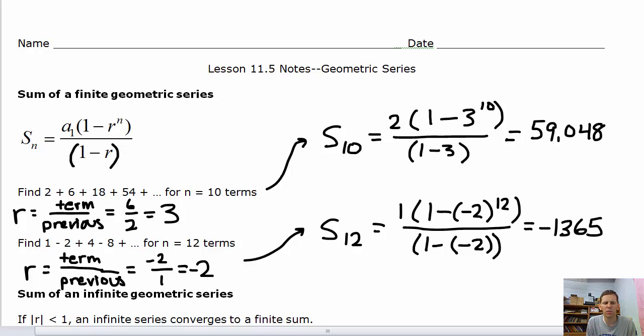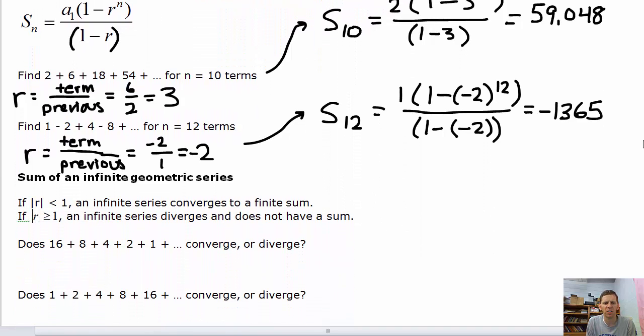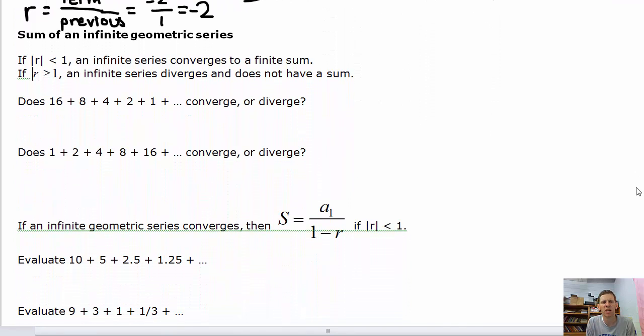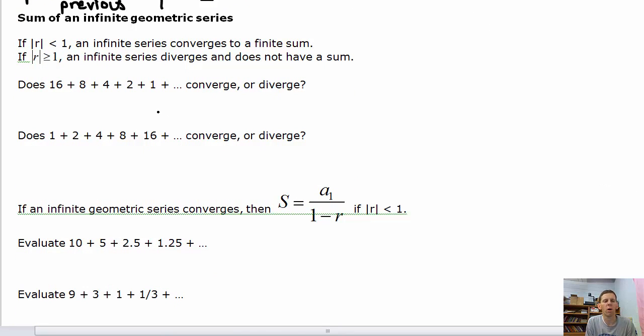Now, we're also going to calculate the sum of an infinite geometric series, and you might be wondering, how can you add an infinite number of numbers together and not get infinity? Well, the rationale is this. If you choose a ratio that's between -1 and 1, which we can also write as the absolute value of r is less than 1, so we're dealing with numbers between -1 and +1, not including 1 or -1, an infinite series converges to a finite sum. Converges means it comes together; you will get a specific answer.